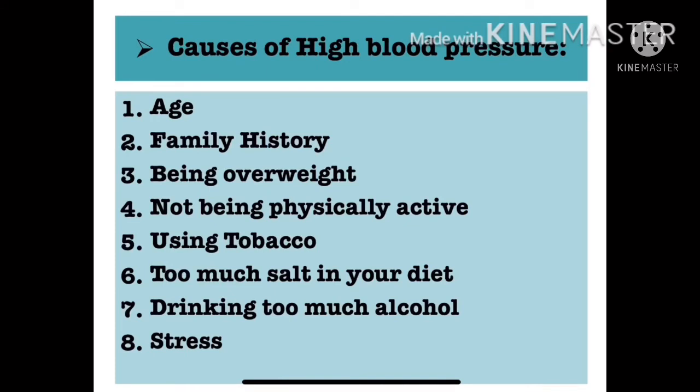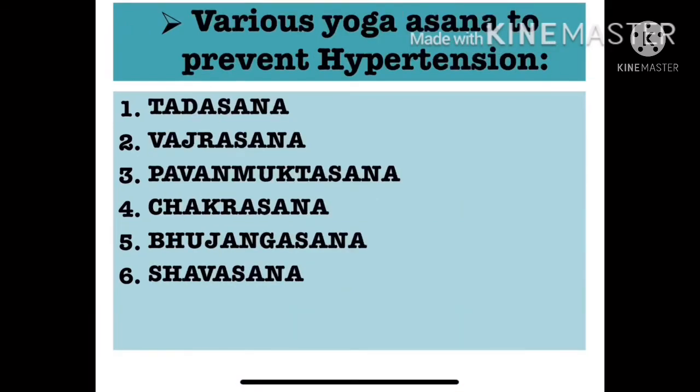So the causes of high blood pressure could be age, family history, being overweight, not being physically active, using tobacco, too much salt in your diet, drinking too much alcohol, or stress. The various asanas to cure or prevent hypertension are Tadasana, Vajrasana, Pavan Muktasana, Chakrasana, Bhujangasana, and Shavasana. A person having the problem of hypertension or high blood pressure should practice all these asanas to reduce their hypertension.